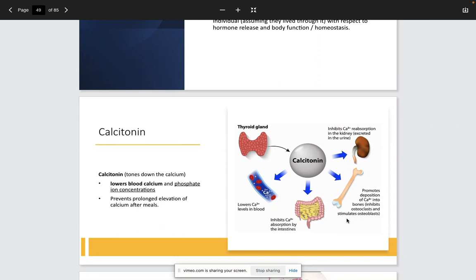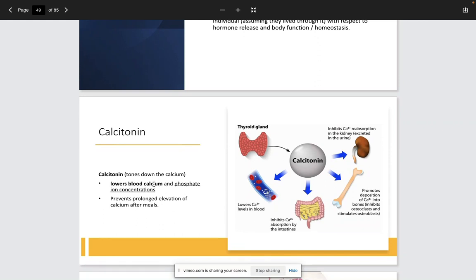Calcitonin is produced from the parafollicular cells, meaning beside the follicles. What do the follicles contain? T3 and T4, absolutely. Parafollicular cells contain calcitonin. Calcitonin goes into the blood and it lowers blood calcium levels.